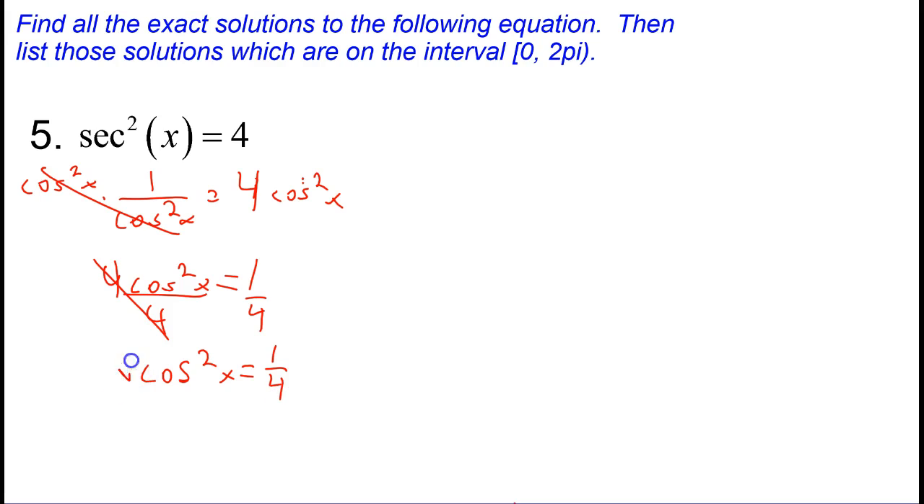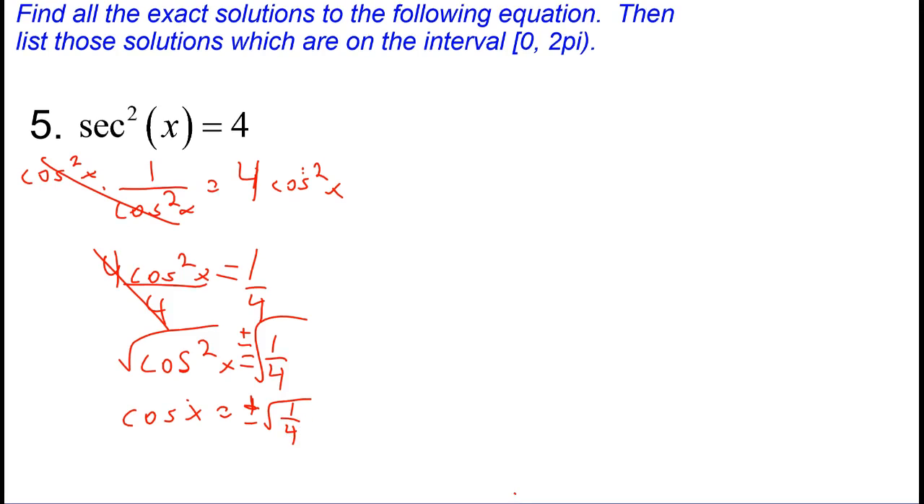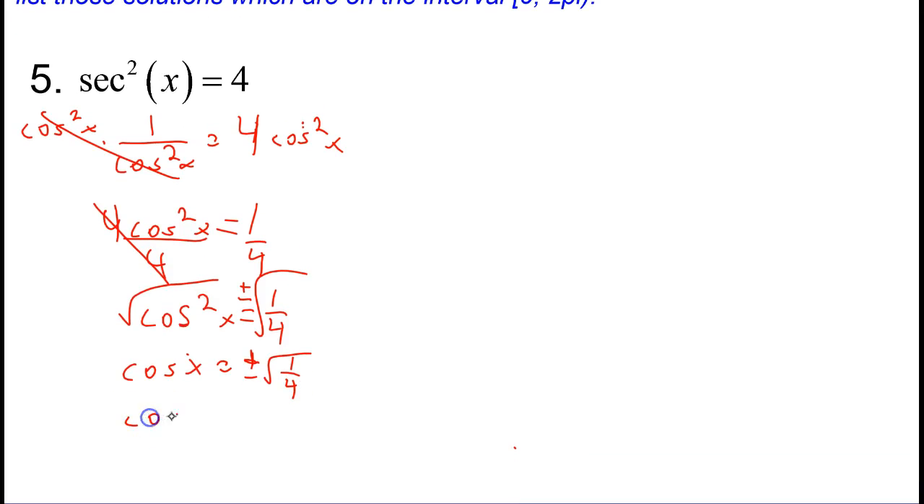So then from there, take the square root of both sides. And because we're doing a square root in the problem, we have to take the positive and the negative values of it. So then we get cosine x equals plus or minus the square root of 1/4, which is equal to 1/2.